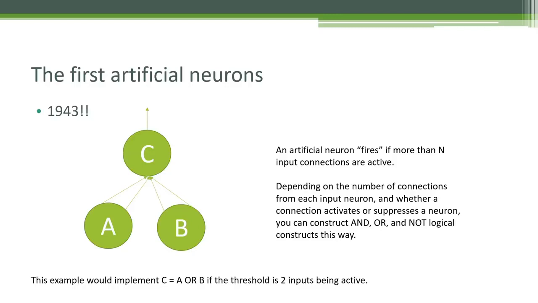So we've implemented here the Boolean operation C equals A or B, just using the same wiring that happens within your own brain. And I won't go into the details, but it's also possible to implement AND and NOT in similar means.